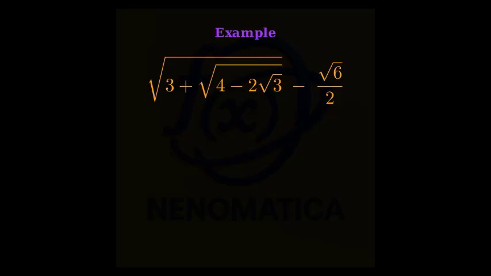The first expression is the square root of 3 plus the square root of 4 minus 2 times root 3, then minus 1/2 times root 6. The second expression is the square root of 7 plus 4 times root 3.